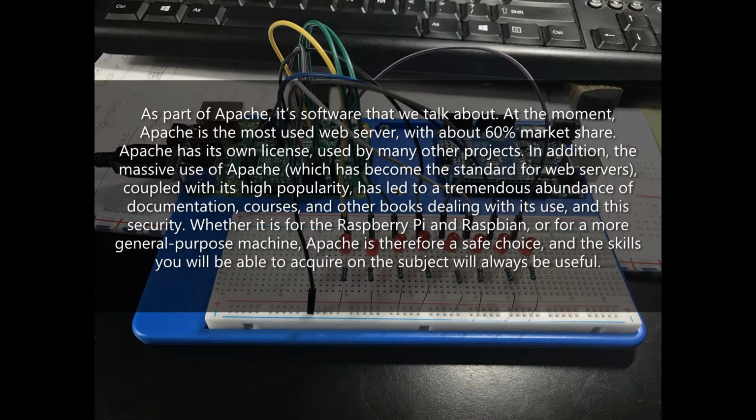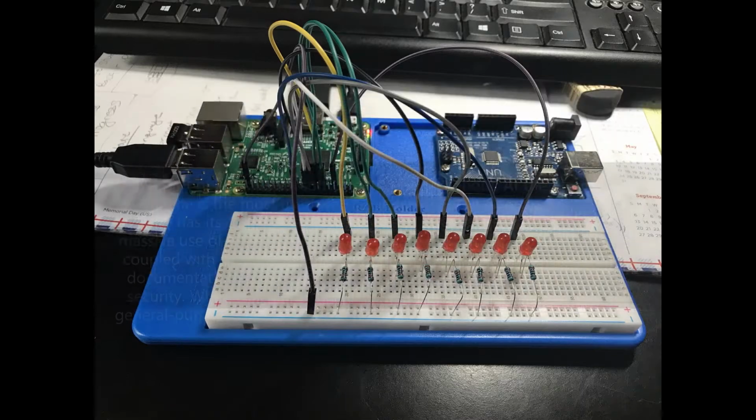In addition, the massive use of Apache, which has become the standard of web servers, coupled with its high popularity, has led to a tremendous abundance of documentation, courses, and other books dealing with its uses and its security. Whether it is for Raspberry Pi and Raspbian, or for a more general purpose machine, Apache is a safe choice, and the skills you will be able to acquire on the subject will always be useful.